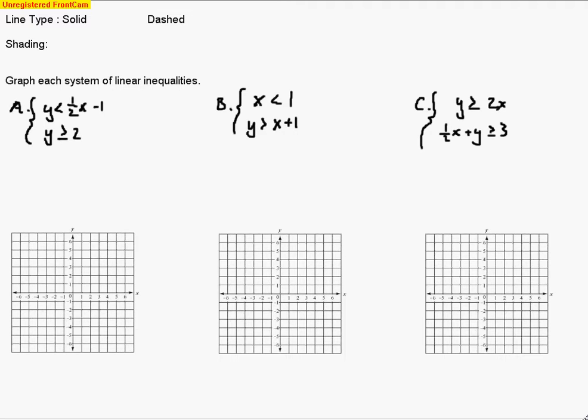Today we are going to graph systems of linear inequalities. Let's go over some rules with graphing inequalities. There are two things we need to concern ourselves with. The first one is line type. So remember, we have a solid line.